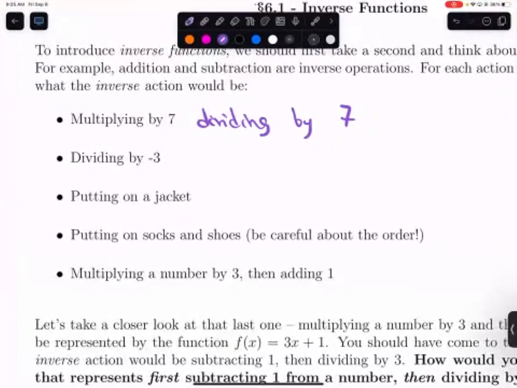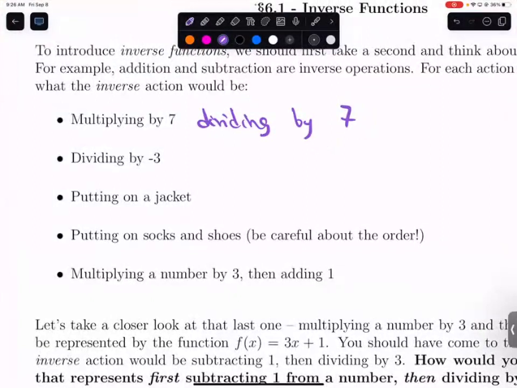Okay, so inverse, opposite, undoing, right? Doing the exact opposite to a given thing, or undoing it and getting back to where we started. So dividing by -3. If I take some number and divide by -3, then what do I have to do to sort of undo that or get back to where I started? Multiply by, yep.